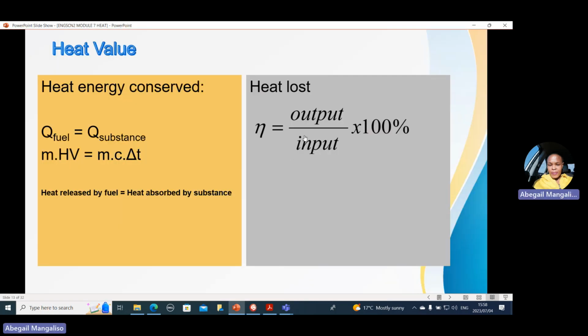I believe it will be the activity. When the heat is lost, efficiency is output over input and is expressed in percentages. You don't punch this on a calculator. You just divide the output by the input and multiply your answer by 100. You put this as an SI unit of efficiency. Fuel is the input, substance is the output.